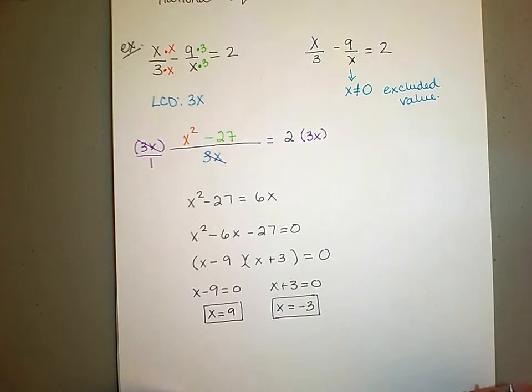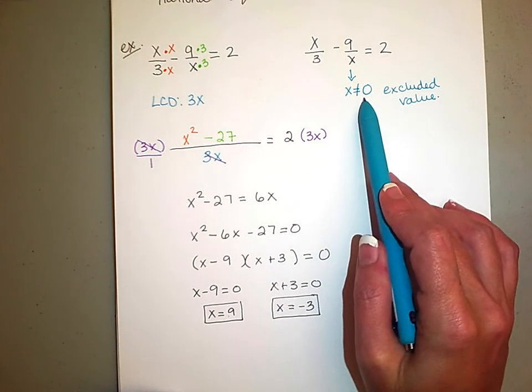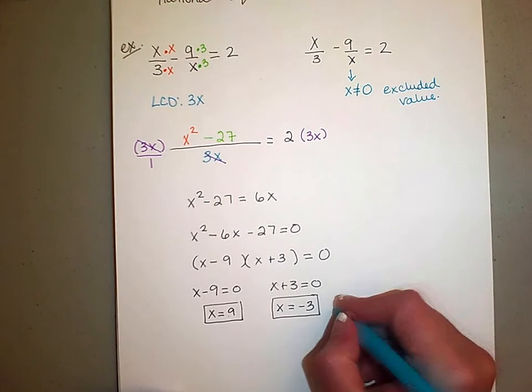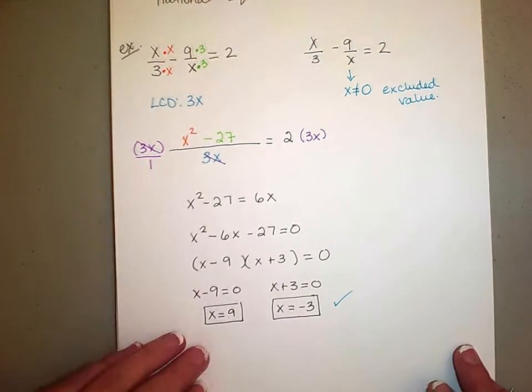And so when we're done with these equations, we have to double check our solutions to make sure that they're not one of the excluded values. In this case, they're not. So these are both good solutions. Let's do another.